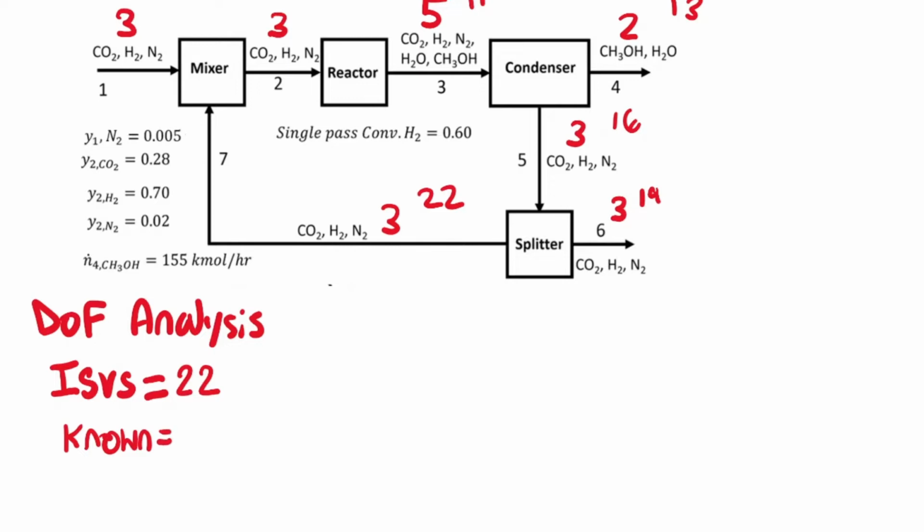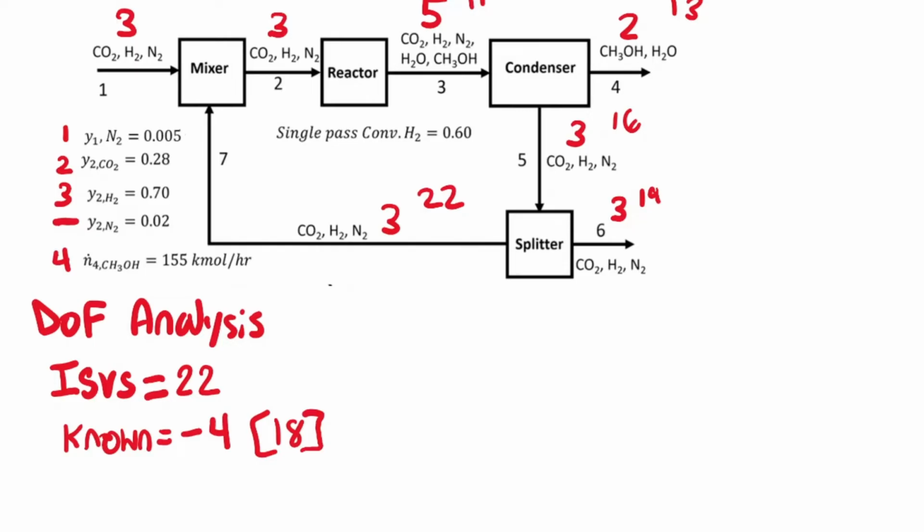And in this case, we'll count up. So we got 1 for nitrogen, 2, 3. Now remember, because stream 2 has 3 components, only 2 mole fractions can count towards reducing my degrees of freedom. So that third one of Y2N2 does not reduce my degrees of freedom, doesn't count as a known. And the final one we've got is the molar flow rate of methanol in stream 4. So that gives me 4 knowns. So I'm going to write -4 because it's reducing my degrees of freedom. And if we're just keeping track of our degrees of freedom over time, it's 18.